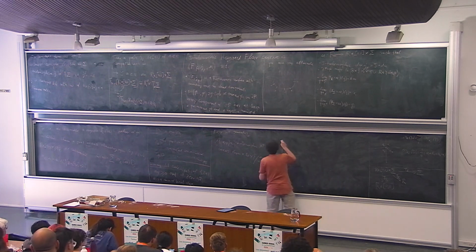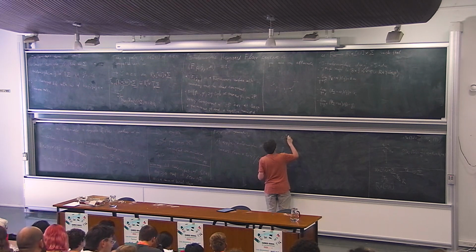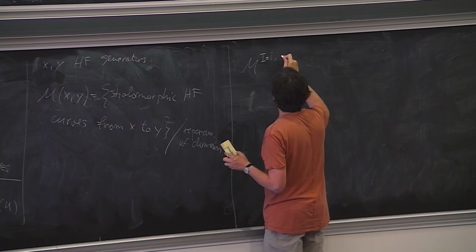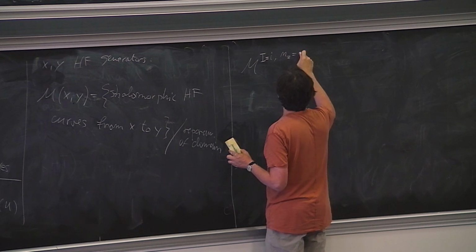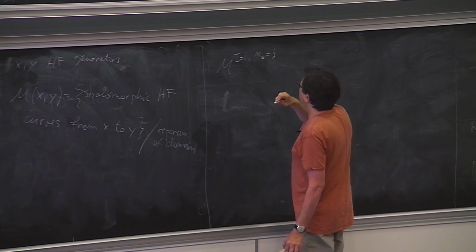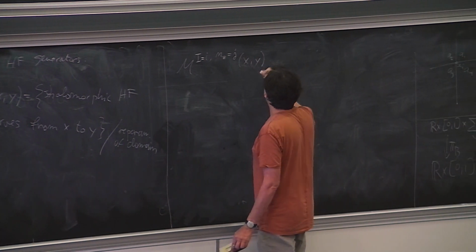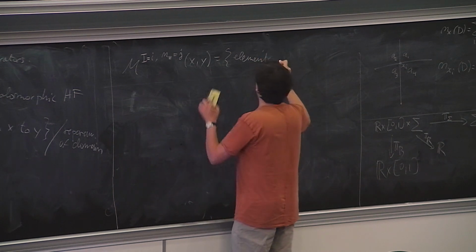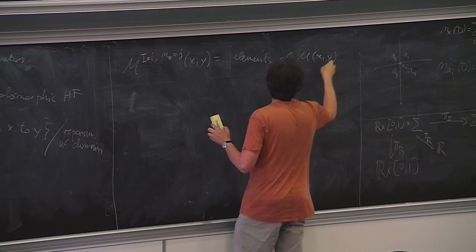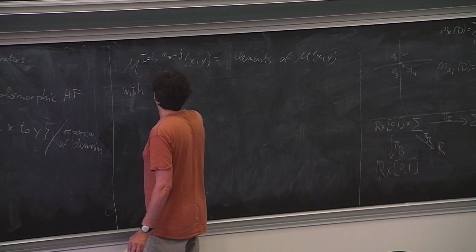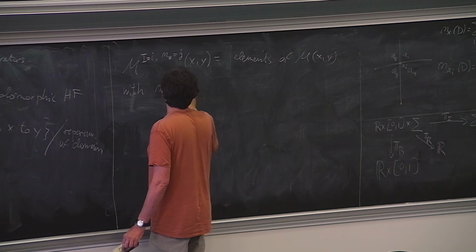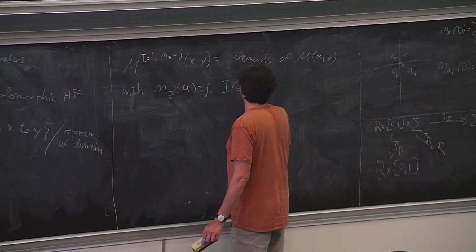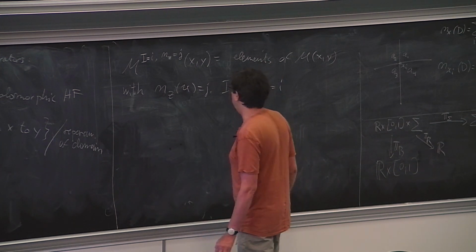So we define M_{i,j}(x, y) to be the elements of M(x, y) with n_z(u) equal to j, and the index I of D_u equal to i.